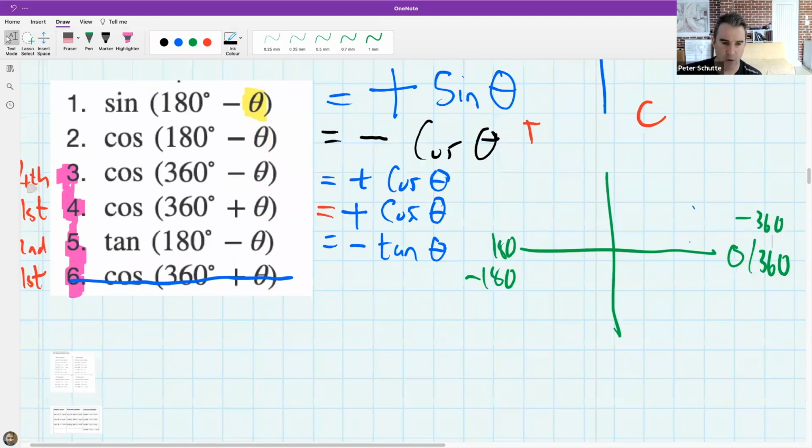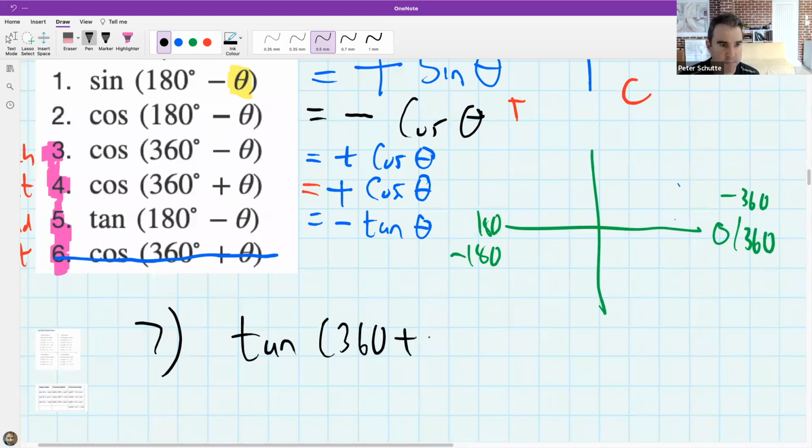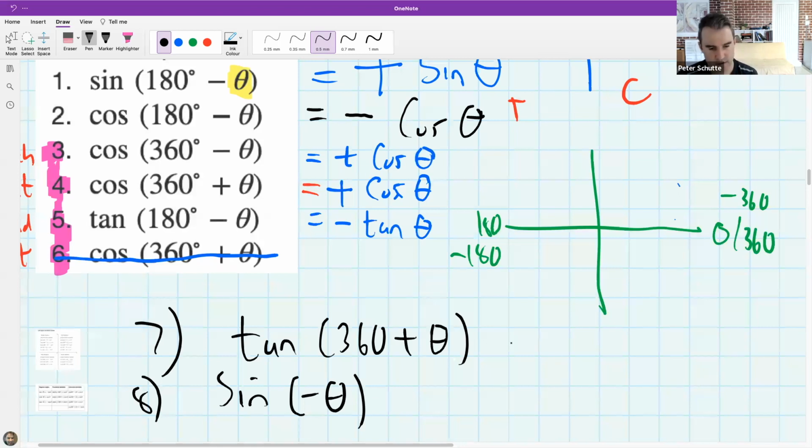Let's do one more. If I say to you, what is the tan of 360 plus theta, the same as? And what is the sine of minus theta, the same as? Let's do these 2, and then we're going to have a break. Now, we haven't spoken about 8 yet, but I'm interested to see what you guys think.